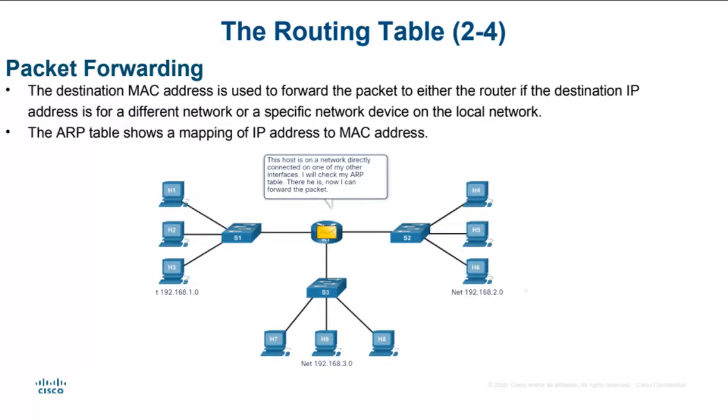What about here? How many broadcast domains do we have here? Okay. The ARP table shows a mapping of IP address to MAC address. If I know a device and I know its IP address, how can I find its MAC address? Using ARP.